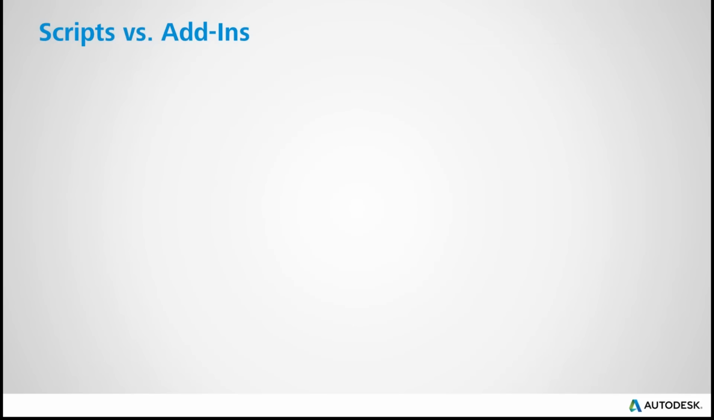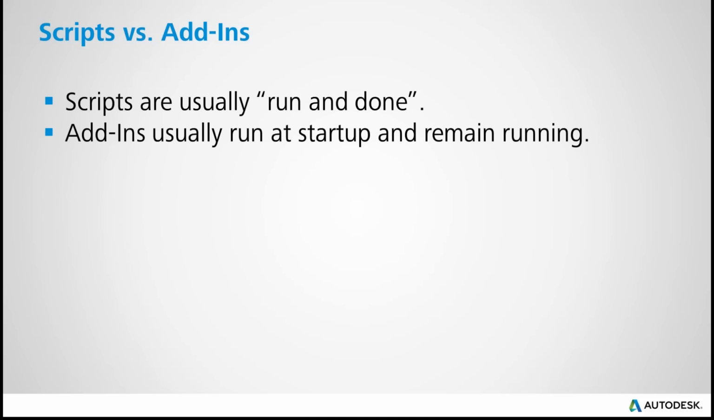All right, so scripts and add-ins. Scripts are what we've had in the API since it came out in September, and they're usually, I'm saying here, run and done. You go into the UI, you find your script, you say run, and it might have a dialogue, it might not, but you run it and then it's done. To run it again, you go back to the dialogue and say run it again. Add-ins typically automatically get started by Fusion at startup, and then they just remain running through the whole session. And I'll show you how that's an advantage.